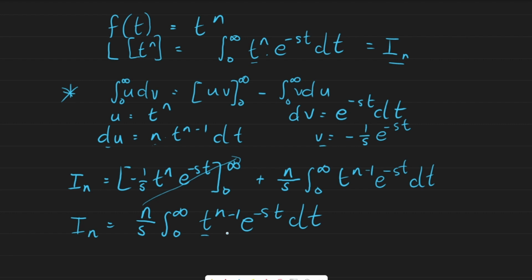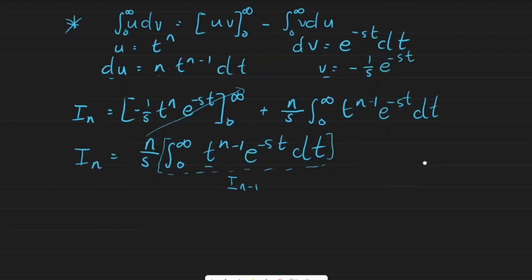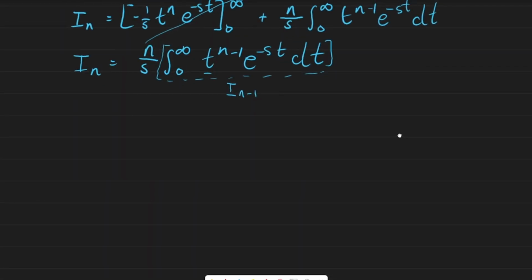So what we can do is write this whole expression here as just I, and instead of n, we'll say n minus 1. We've just grouped it like that. So that's what I'm going to write here. I can write that I_n is equal to n over s times I_(n-1).